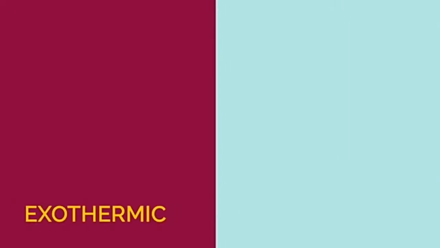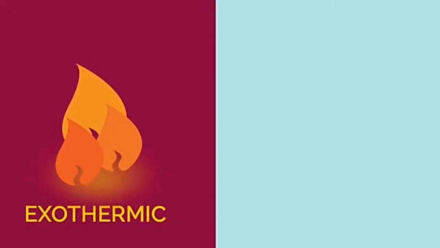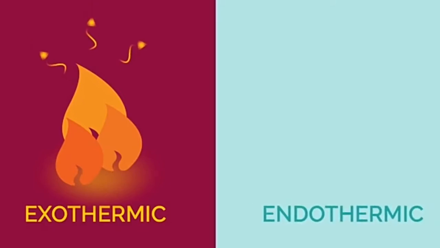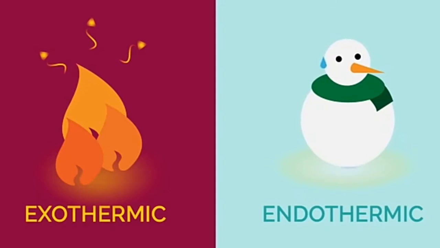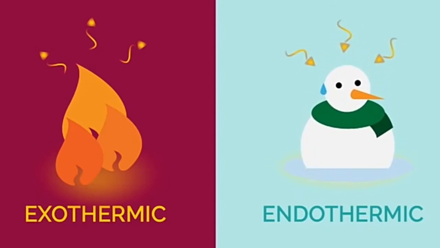An exothermic reaction gives off energy to the surroundings, like this fire giving off heat, whereas an endothermic reaction takes in energy from its surroundings, like this poor melting snowman taking in the heat. Just remember, exo means external, so giving out, and endo means internal, so taking in. Let's start by having a quick look.